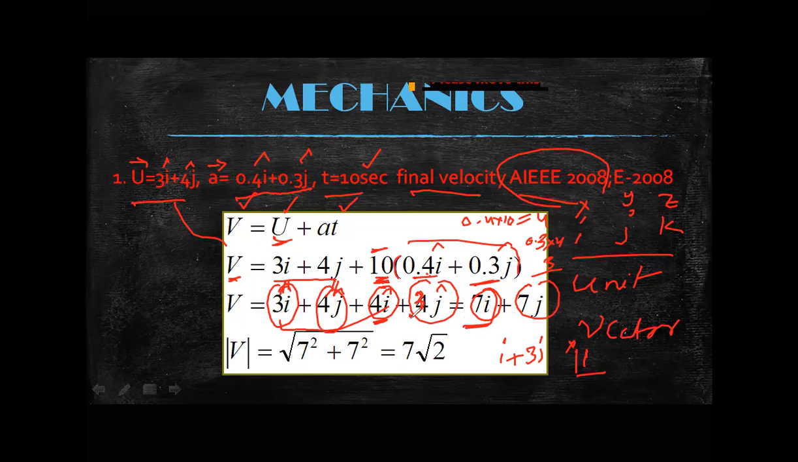You cannot add 3i plus 4j. Suppose I ask you 3i plus 4j, you are not supposed to say 7j. Don't say that. You have to say 3i plus 4j.